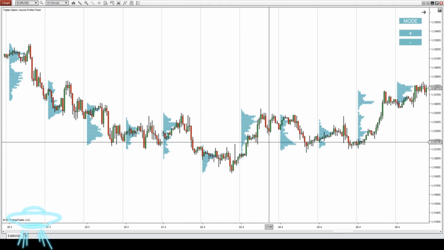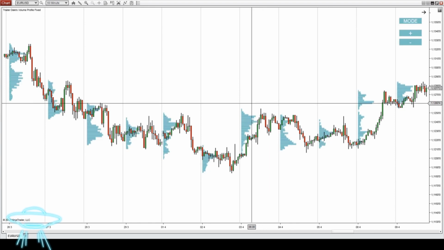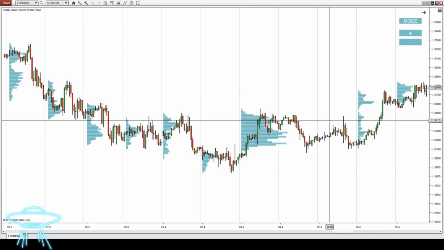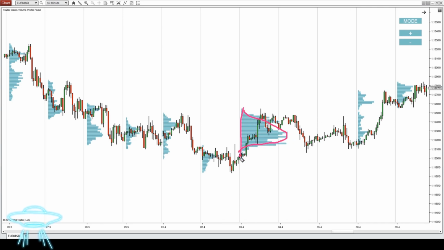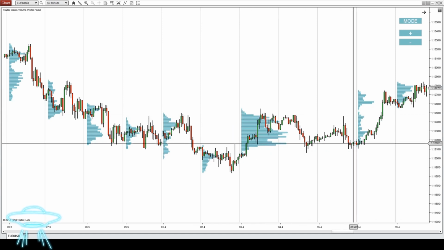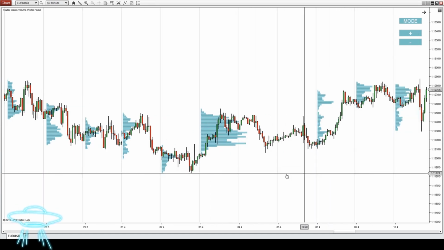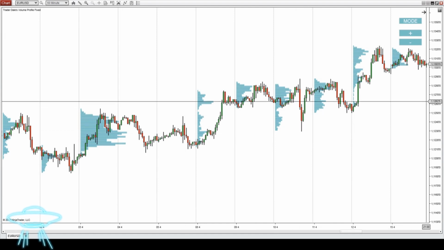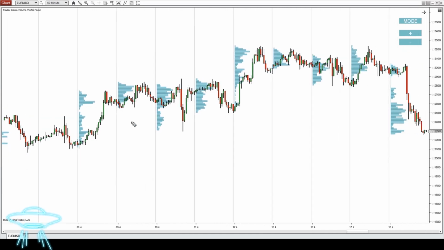And if you merge those three profiles, then it creates one big D-shaped profile. Alright, one big balance in this area. This is a balanced market. Afterwards, the volumes start to shift. This is a thin profile, and then there is a D-shaped profile, which is a balance.